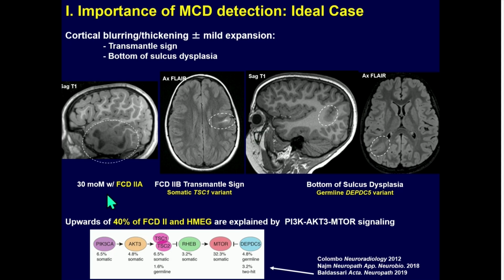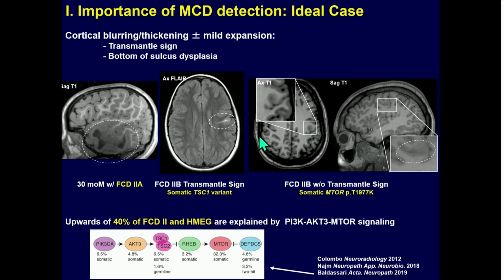or you'll have one of the pathognomonic imaging presentations of cortical dysplasia that are highly associated with specific histologies, like the transmantle sign, which we've discussed already, or the bottom of sulcus dysplasia, which is also, like the transmantle sign, associated with type 2 cortical dysplasia and mTOR pathway alterations. Just as a quick reminder, even though these are highly associated with specific histologies, they're not 100% specific. So this is an example of a precentral gyrus focal cortical dysplasia type 2B, which obviously doesn't have a transmantle sign. I would argue it doesn't have a bottom of sulcus sign either.